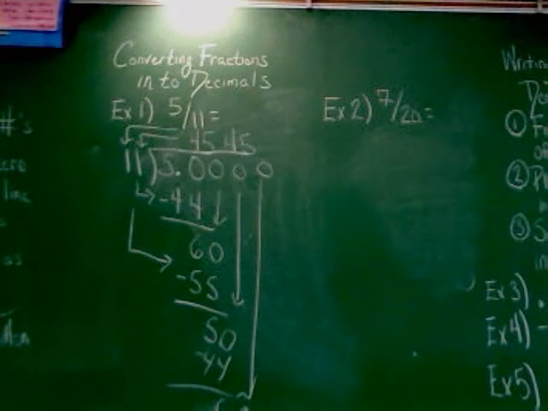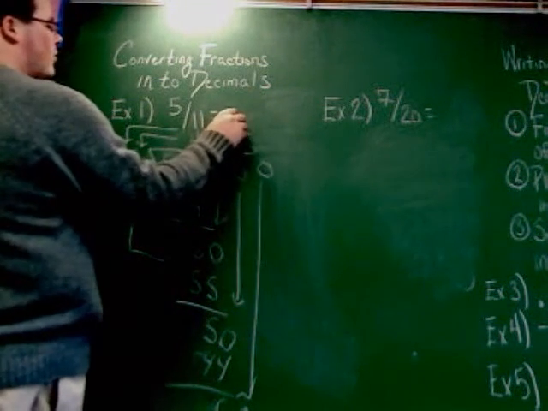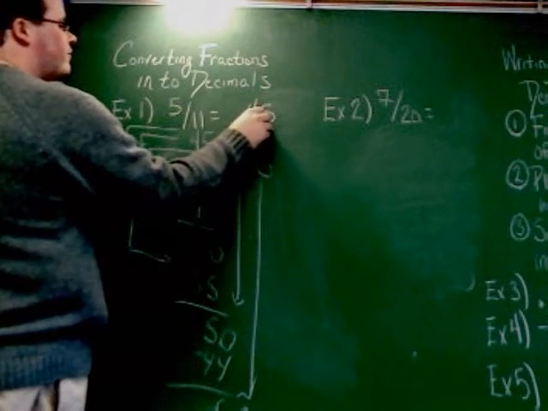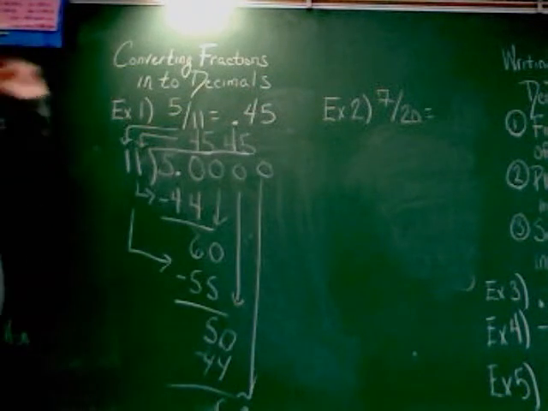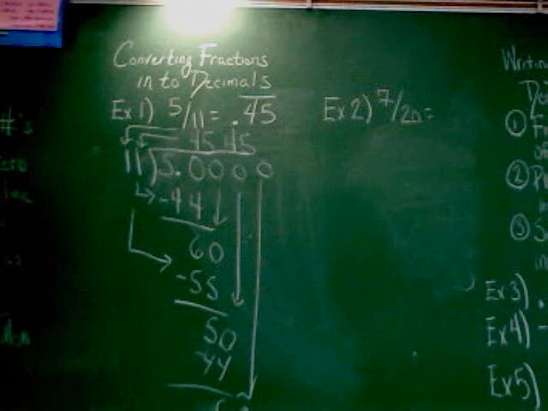Remember to write a repeating decimal. You write the decimal part the same way, 0.45, and you just stick a bar over the top. And there you go.